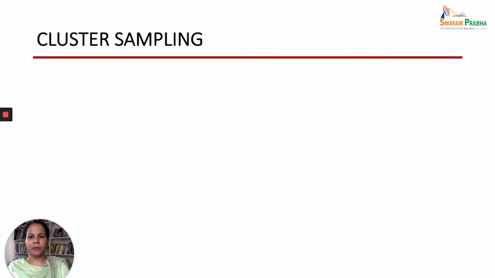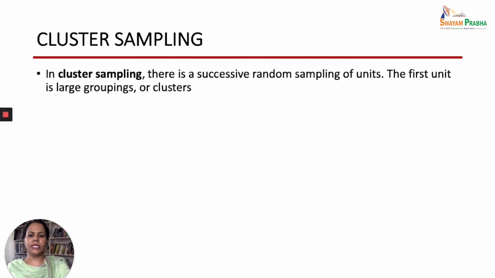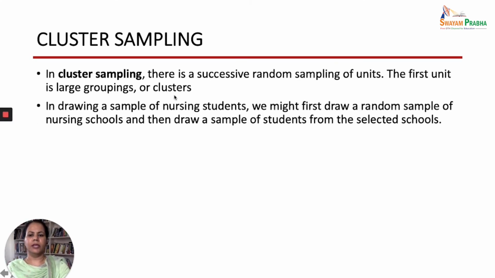Next important type of probability sampling is cluster sampling. So in cluster sampling, there is successive random sampling of units. The first unit is the large grouping or cluster. So here we divide the population into clusters, and successive random sampling of those clusters is done. For example, if we are drawing a sample of nursing students, we might first draw a random sample of nursing schools and then draw a sample of students of the selected schools.